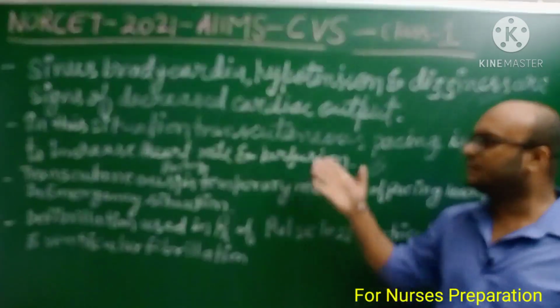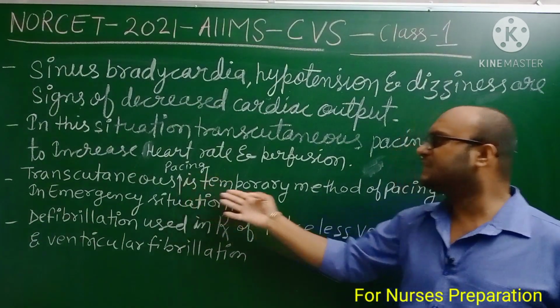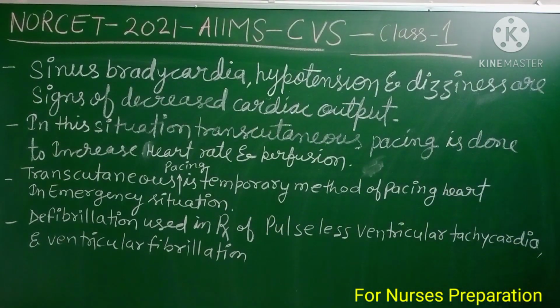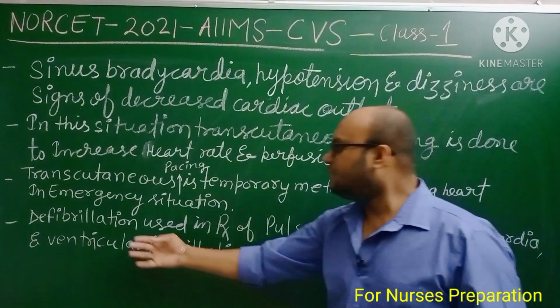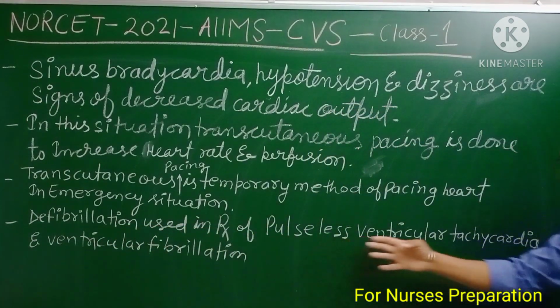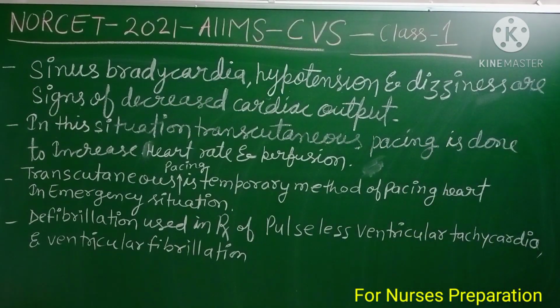Don't confuse this with the term defibrillation; that is a different thing. Transcutaneous pacing is a temporary method for pacing the heart in an emergency situation. Defibrillation is the technique used in the treatment of pulseless ventricular tachycardia and ventricular fibrillation. You can take a screenshot for your revision purpose only.